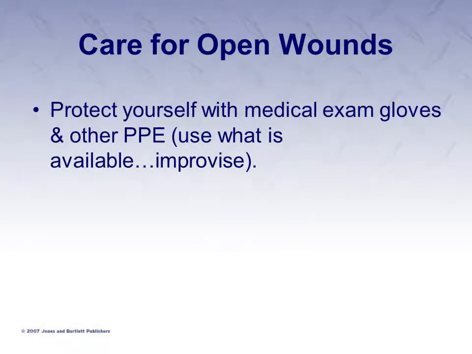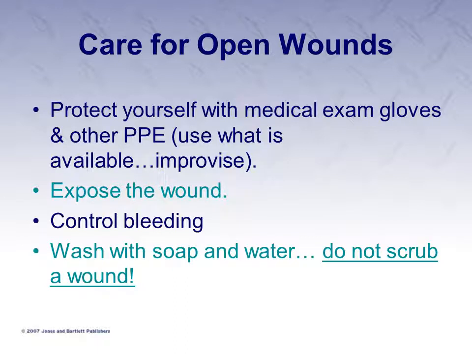So what do we do? Again, you always start by protecting yourself. If you have gloves, that would be great. Again, you're dealing with blood, so the potential for infection and disease. You'll want to expose the wound, control the bleeding, direct pressure, elevation if you need to. Again, you can wash with soap and water. We wouldn't want to scrub because if they already have a wound, we wouldn't want to do anything else that's going to damage the tissue around it.